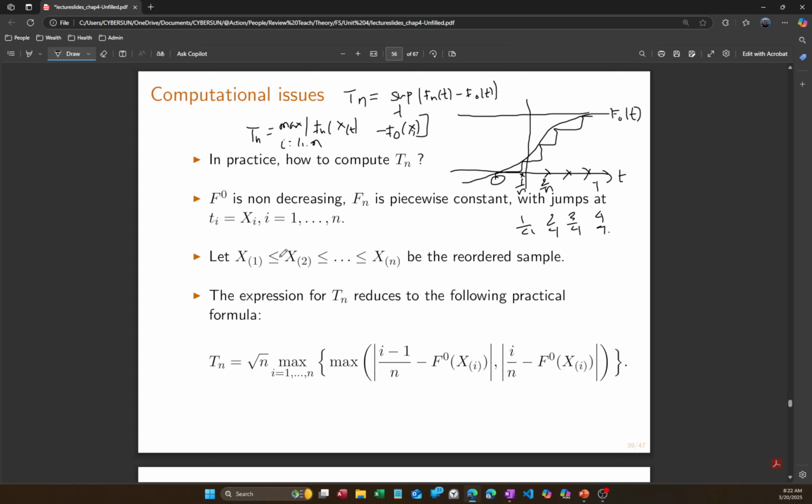So let me summarize what we learned today. This method efficiently computes Tn by focusing solely on the points of discontinuity in Fn(t). By leveraging order statistics and the stepwise nature of Fn(t), computation is significantly simplified. This process highlights the importance of understanding the behavior of Fn(t) to identify critical points of discrepancy. The next step is to highlight the point of maximum discrepancy as critical for further statistical testing.